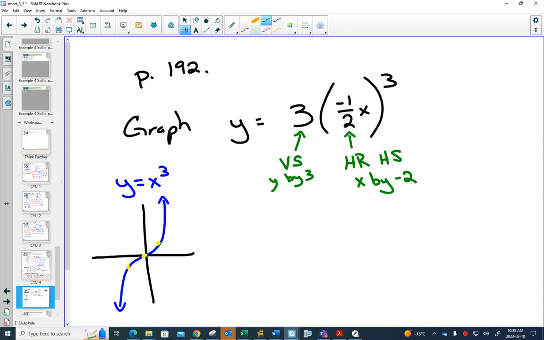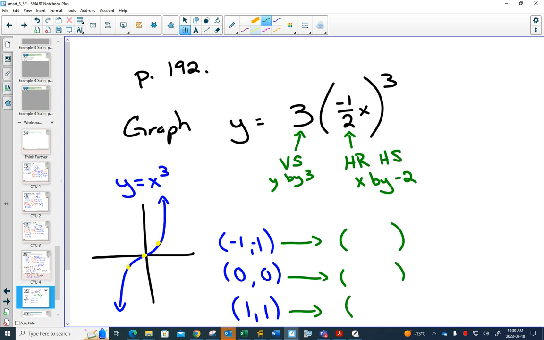At this point, we can take these 3 key points from our graph. We had -1, -1, 0, 0, and 1, 1. And we can find out, where are they going to go? Well, we're going to multiply our x values by -2 and our y values by 3. X by -2, that'll be 2, 0, -2. So y values by 3 will be -3, 0, and 3.